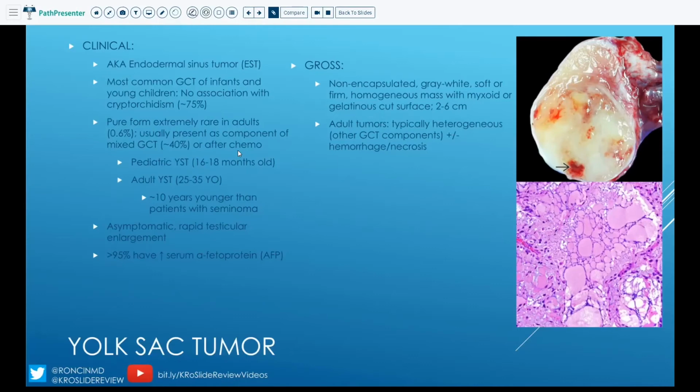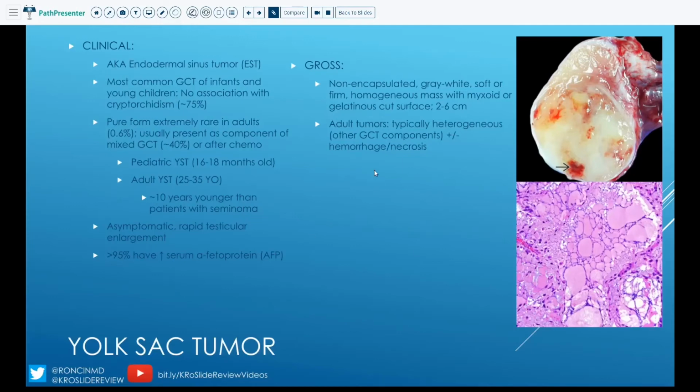If you're looking at pediatric yolk sac tumor, these tend to be around the 1.5 year range. If they're adults, they're still about 10 years younger than seminoma, so 25 to 35 compared to that 35 to 45-year-old range. And the patients are asymptomatic, but they will have rapid testicular enlargement, and almost all of them will have increased AFP. So that's something to think about in contrast to our other germ cell tumors where you may or may not see that increase in AFP.